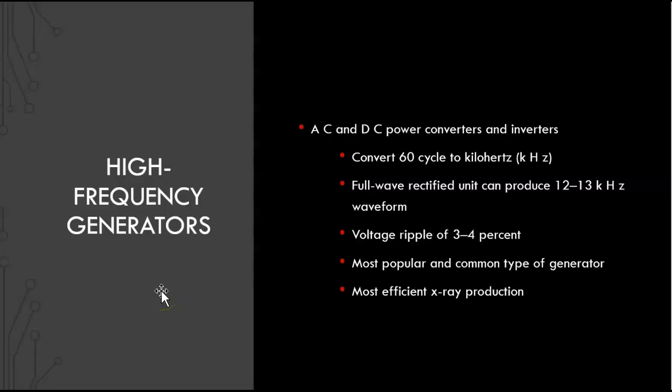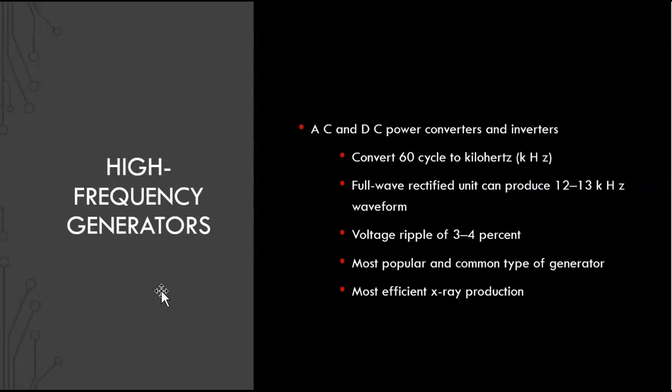All right, so AC and DC power converts and inverts. So 60 cycles converts to kilohertz. A full wave rectified unit can produce 12 to 13 kilohertz waveforms. Voltage ripple is 3 to 4%. This is the most popular and common type of generator, and the most efficient. So it's only a 3 to 4% ripple, which is really small.